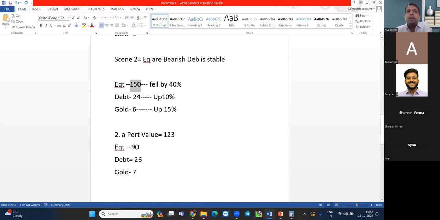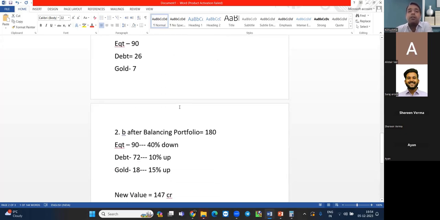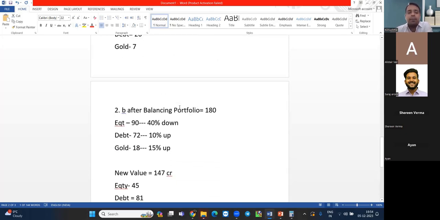So the new portfolio value will be 123. From 180, our portfolio value will come down to 123, since we did not reallocate or rebalance the portfolio, right? This is sub scene 1. Sub scene 2 is that after balancing the portfolio, we saw that 75% of equity is this thing.